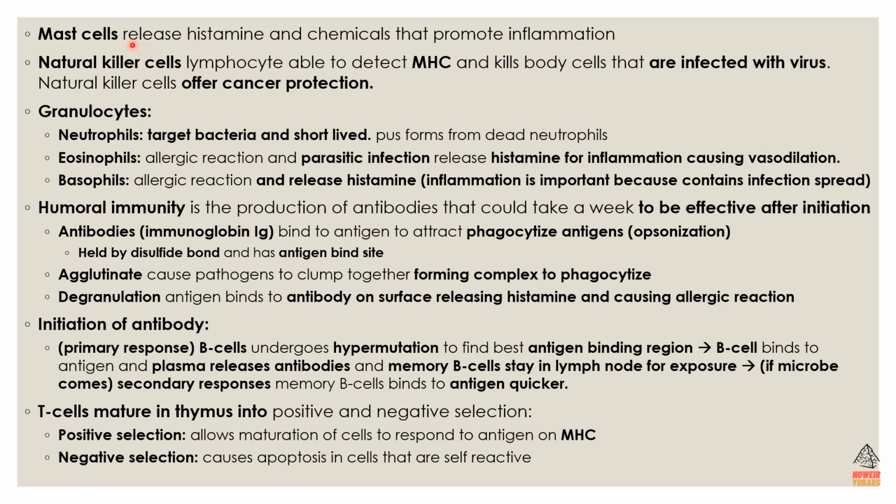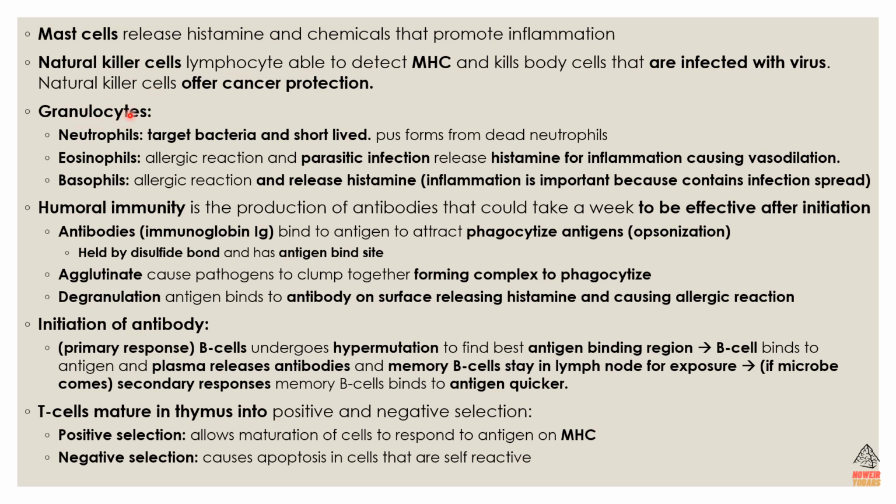So mast cells are really important cells that release histamine and chemicals that promote inflammation. So you see how there's usually, for instance, if you have a zit, you have inflammation that is happening. That's due to mast cells releasing histamine and other chemicals.